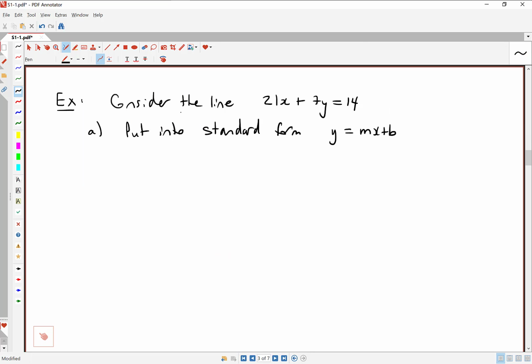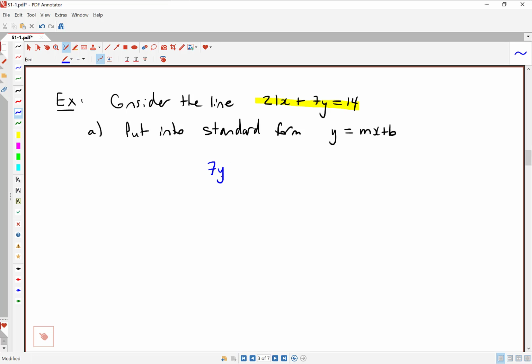So next example, we're going to do some practice with lines. Let's consider the line 21x + 7y = 14. First thing we're going to do is put this into standard form, y = mx + b. This standard form that our course pack refers to is sometimes also called slope-intercept form. So we want to make this line look like y = mx + b. In other words, we want to start with this equation here, and we just want to isolate the y, get it on its own.